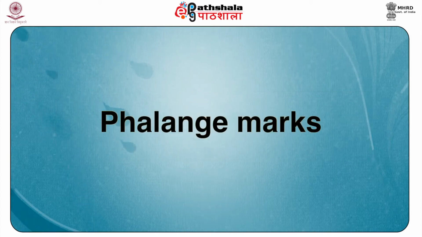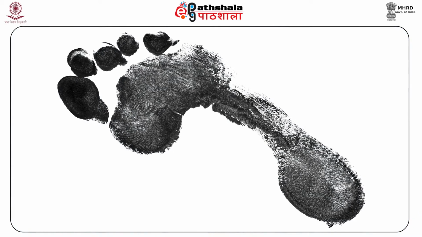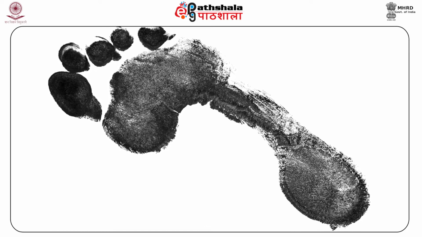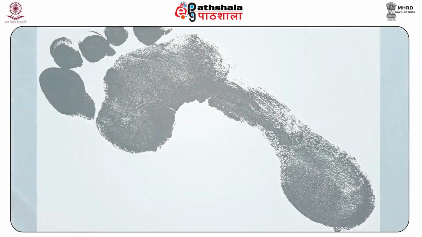Others are phalange marks. Phalange marks are created by the phalanges of the toes and are imprinted in the form of toe stems. The presence or position, shape and size of phalange marks form the characteristic feature of a footprint and can help in personal identification.